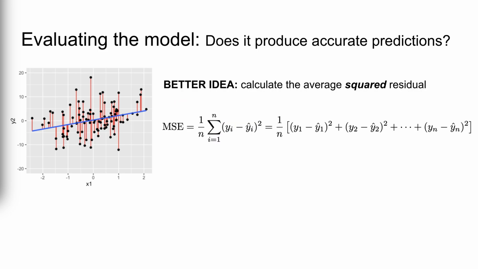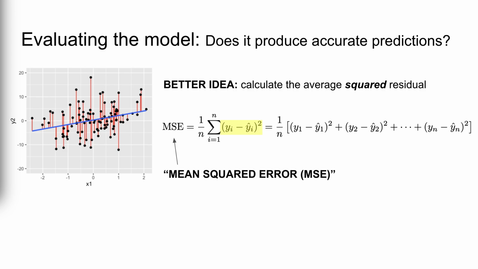Let's consider some better ideas. Instead of averaging the residuals, which cancel each other out, we can average the squared residuals, which are always positive and so can't cancel each other out. This measurement has an appropriate name. It's called the mean squared error, or MSE for short.